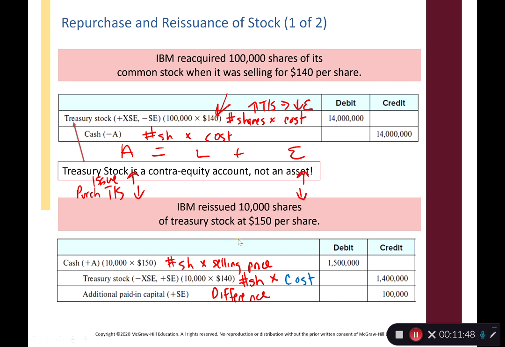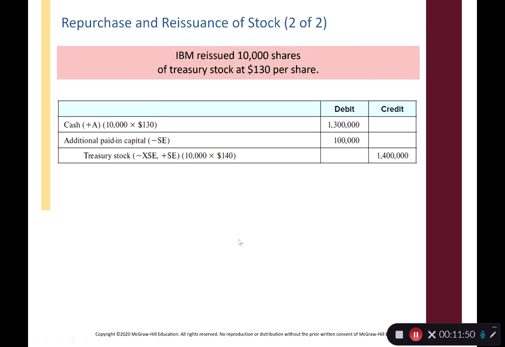If instead we resold the stock for $130 a share, we would still debit cash for the number of shares times the selling price. We would still credit treasury stock for the number of shares times the cost. And then again, the difference would go to additional paid in capital. However, in this case, the difference is a debit because in order to make our journal entry balance, we ended up needing a debit to our additional paid in capital.